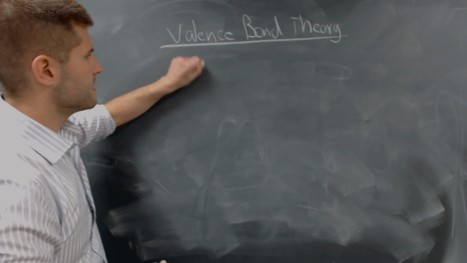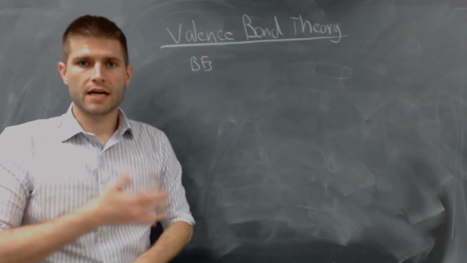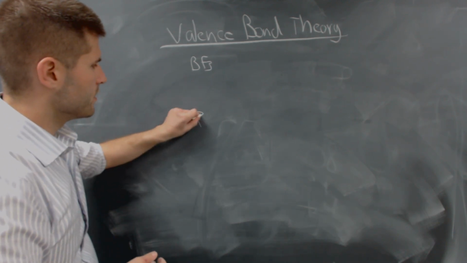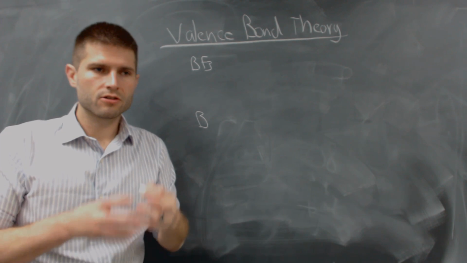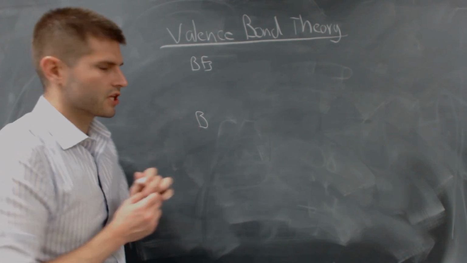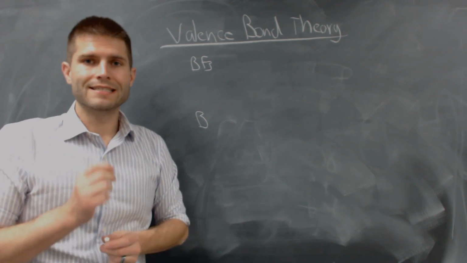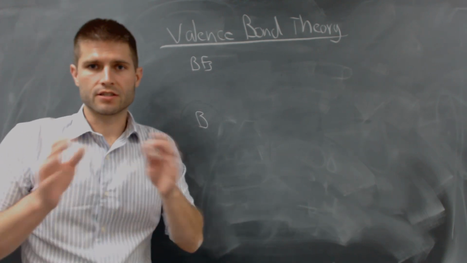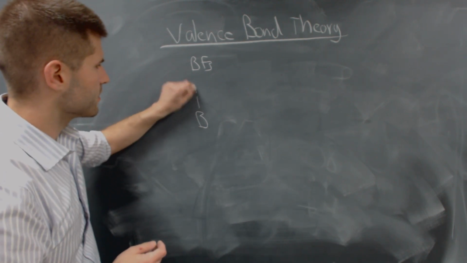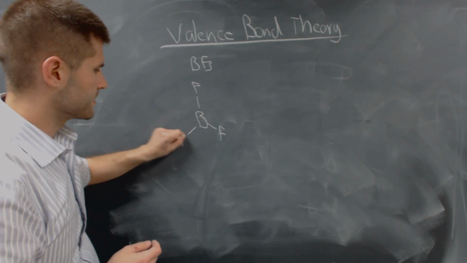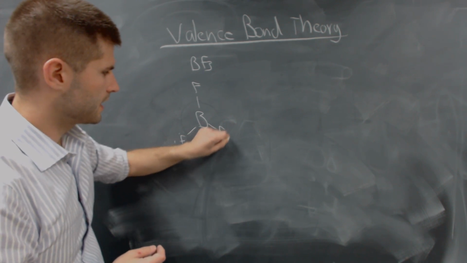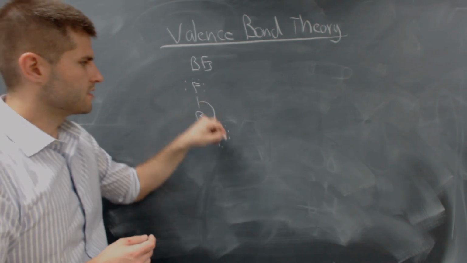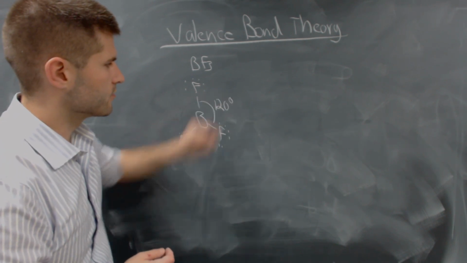So let's take a look at the BF3 Lewis dot structure and predict what those bond angles are going to be of that molecule. We know that boron is one of those special elements on the periodic table that only needs 6 electrons surrounding it to satisfy its octet rule. So we can draw the Lewis dot structure to look like this. Lots of dots. And we know that the bond angle between the two fluorines is going to be 120 degrees.